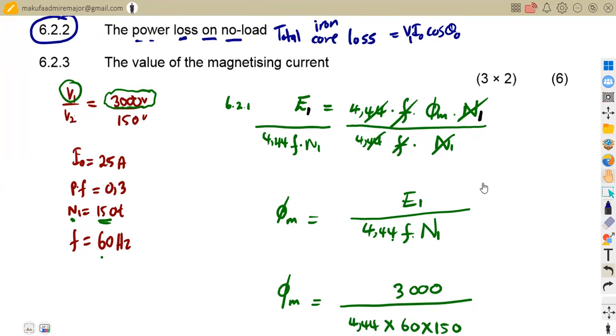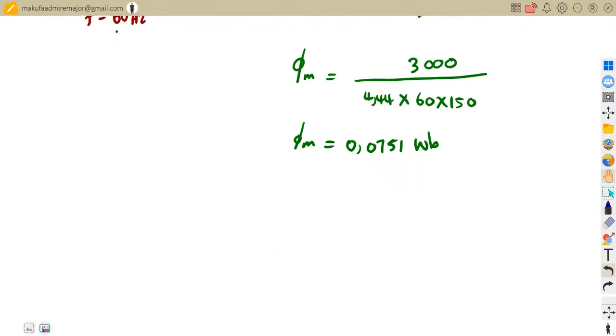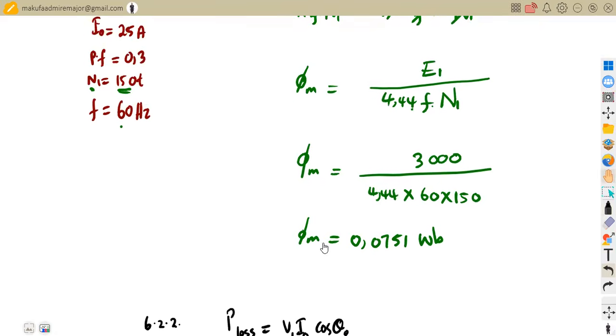All right, so this one, we are just going to substitute directly. So like I said, our power, which is P loss, is equivalent to the voltage times current times the cosine of theta, because we're talking about the true power. So this is the power factor at no load, this is the current at no load, and the input voltage in this case. So we have everything.